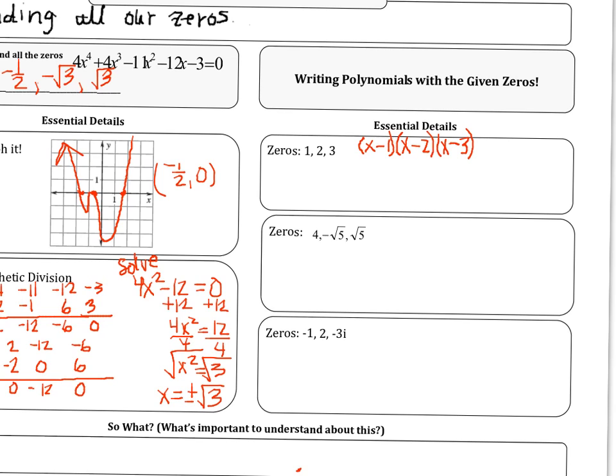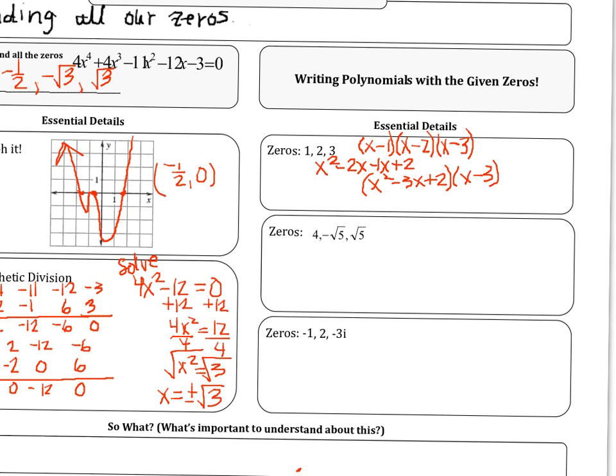So I'm going to ignore that x minus 3 first. I'm going to use FOIL. I'm going to give this x to both. Then I'm going to give this negative 1 to both. So x times x is x squared. X times negative 2 is negative 2x. Negative 1 times x is negative 1x. And negative 1 times negative 2 is plus 2. So that's really x squared minus 3x plus 2. Now I need to multiply that by x minus 3 still.